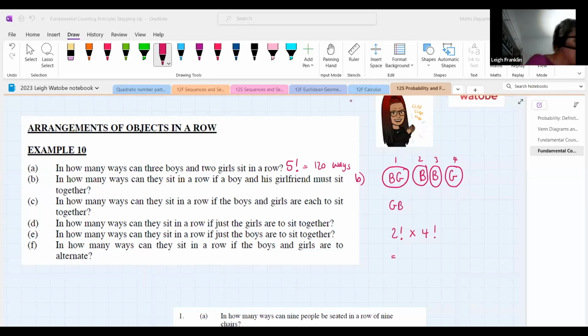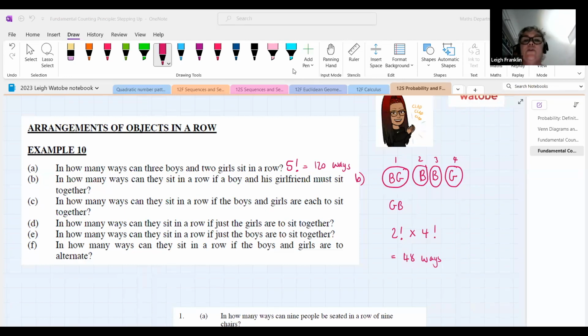Exactly, Sihle. And we can work out what 2 factorial times 4 factorial is. We end up with 48. So there are 48 ways these people can sit together if a boy and his girlfriend are sitting together. All right, perfect. Well done.